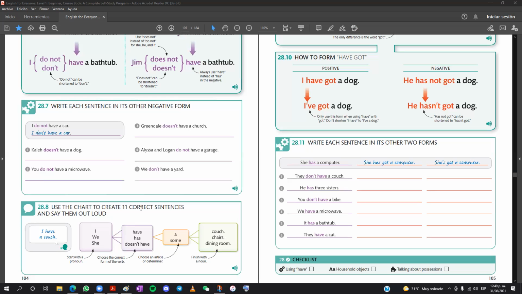¿Quién quiere hacer una? Ok, adelante. She has some chairs. Ok, she has some chairs. Muy bien. ¿Otra?